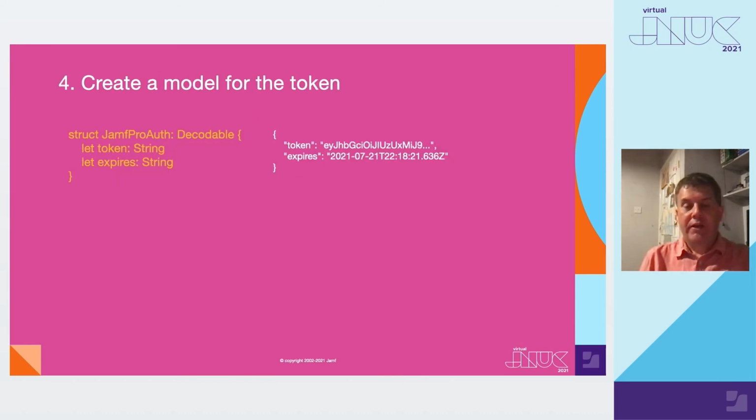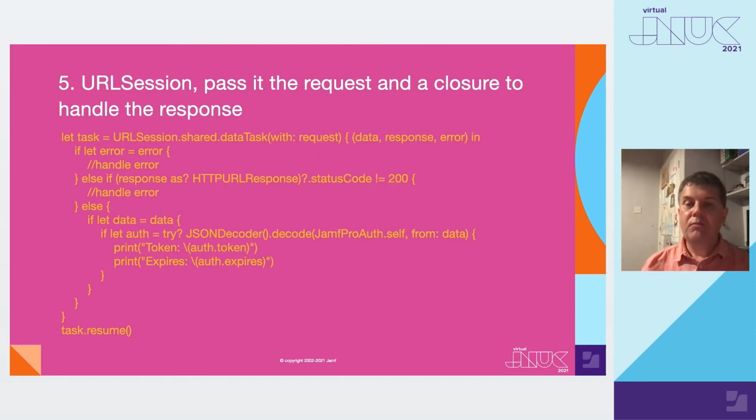What we get back is on the right-hand side. We get two items back. We get the token, and we get an expiry date for that token. So the structure we're going to create is very simple. It's just a basic structure. It's got two properties, one for the token and one for the expiry date, both strings. Then we can create a session, start it off, check for the error, check the response status code, and assuming that's all okay, we can unwrap the data and decode it back to our Jamf Pro authentication structure. From there, we can get access to the token and the expiry date if required. Okay, so now we've got this 30-minute token we can use going forwards.